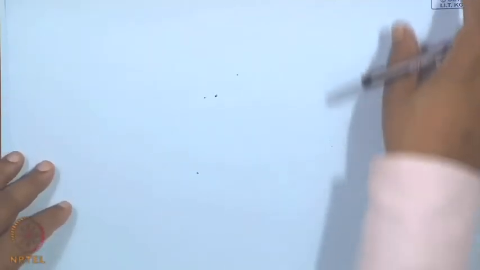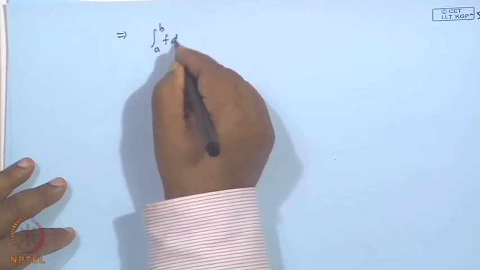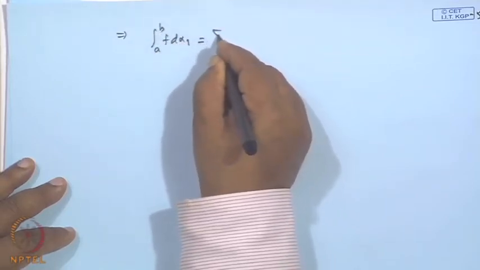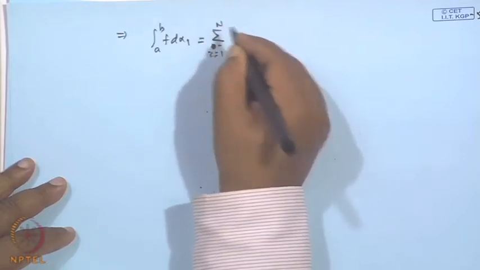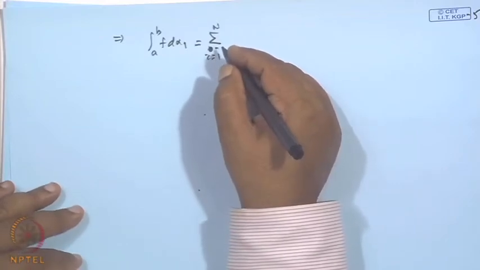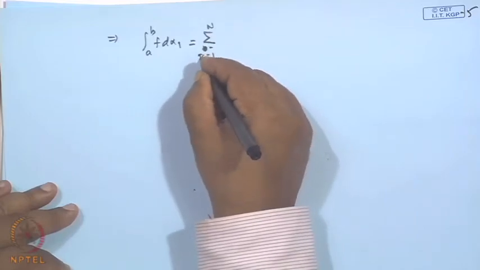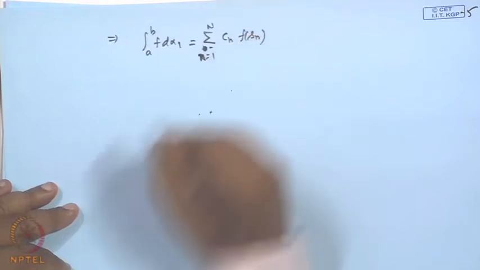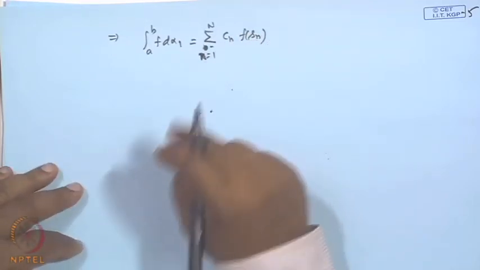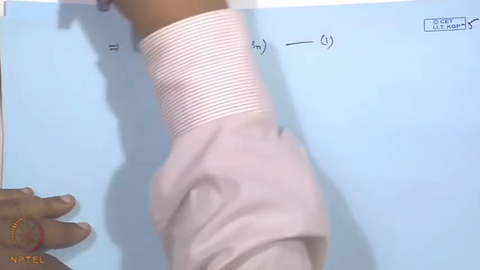So, here we get, this implies the integral a to b f d alpha 1 is nothing but the sum from n equal to 1 to n of C n f of S n. Okay. So, this will be the result for alpha 1 and this is number 1, because it will follow from the previous result. This result is there which we have proved earlier.